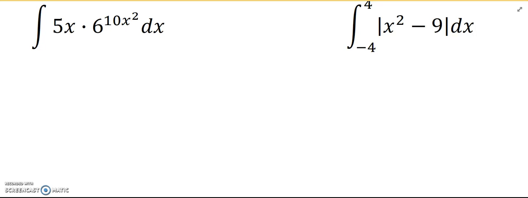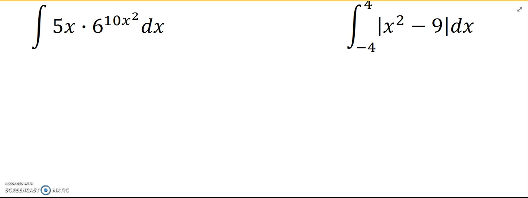All right, so you already started the problem. What kind of questions do you have as you've started? I would say probably one of your questions was, was it the right decision to make the u value 10x squared? Yes. The way I choose my u value is kind of the order of most complicated to least.